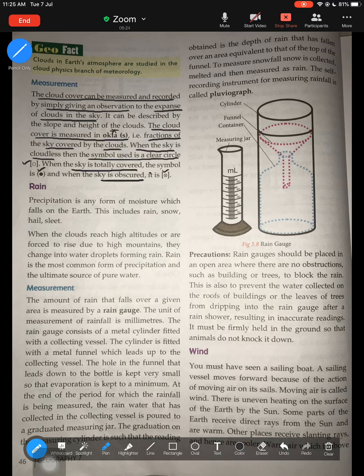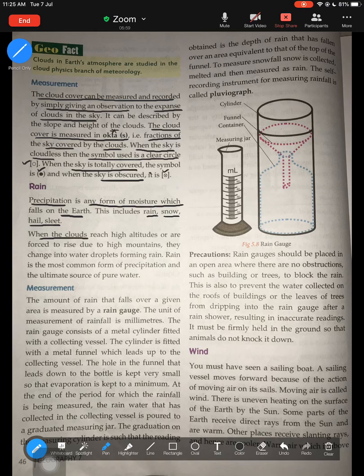Now, moving to the last objective for today's lesson, rain. Now let's try to understand what you mean by rain and the measurement for rainfall. So let's underline: precipitation is any form of moisture which falls on the earth, which could be rain, snow, hail, sleet. So these are all different forms of precipitation. Precipitation is any kind of moisture that drops on the earth. Rainfall is one form of precipitation, and snow, hailstones, and sleet are all different forms of precipitation. So how does rainfall occur?